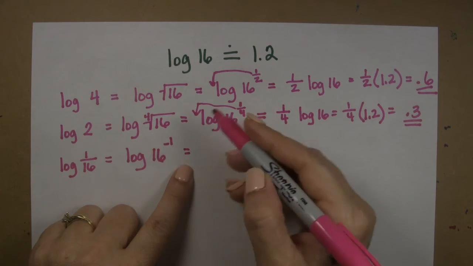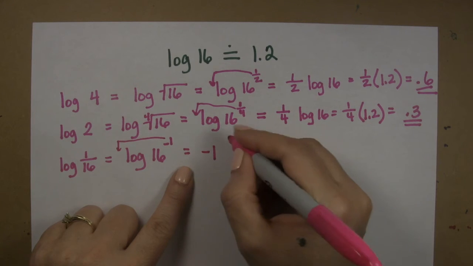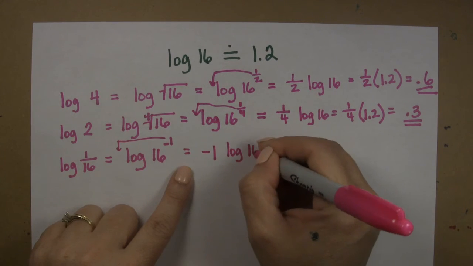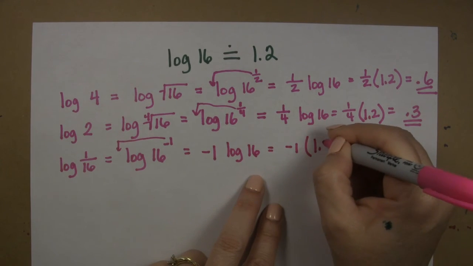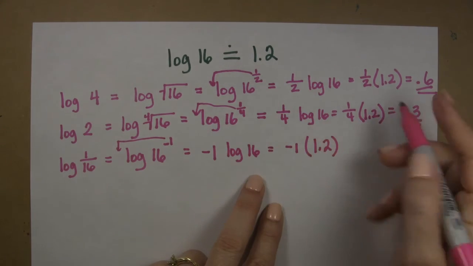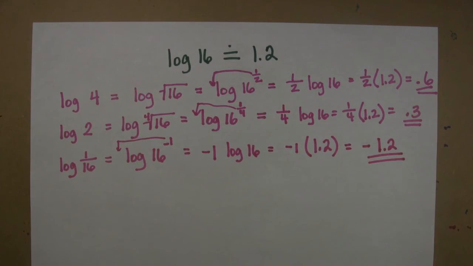So log of 16 to the -1, we are again going to do our birdie. So we have a -1 times log 16. And that is going to equal -1 times 1.2, because that's what the log of 16 is, which is going to give us -1.2. And that is the final answer. So basically, this is just a big exercise in manipulating stuff using square roots and exponents. But that is how you find one log when all you know is another log.